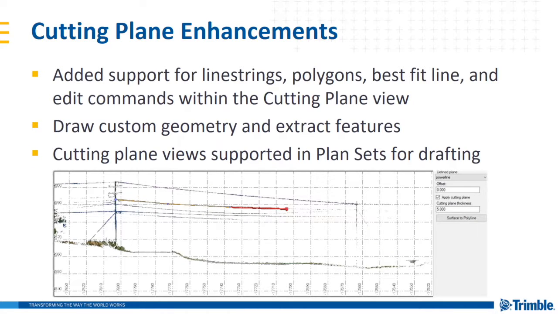We've really rounded out our cutting plane. So the cutting plane tool was added in TBC version 382 and really enhanced here in version 390. The cutting plane view has been enhanced now to support the following CAD commands: create line string, create polygon, and best fit line. This geometry can then be used in TBC or exported out in another CAD format for use in third-party software.